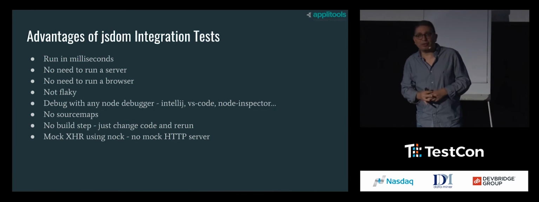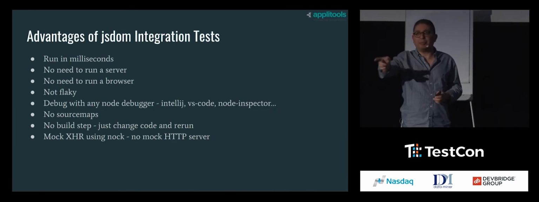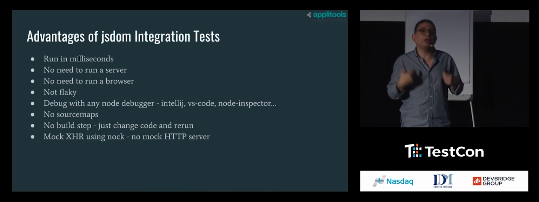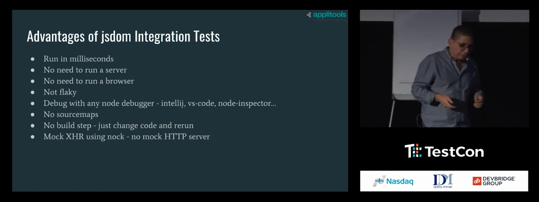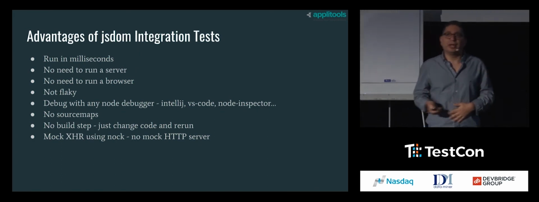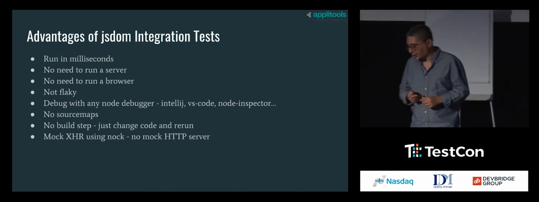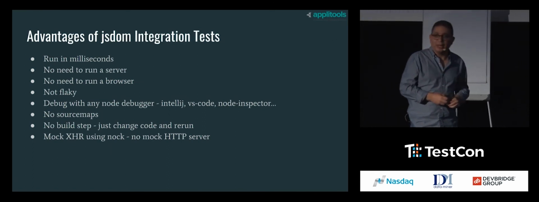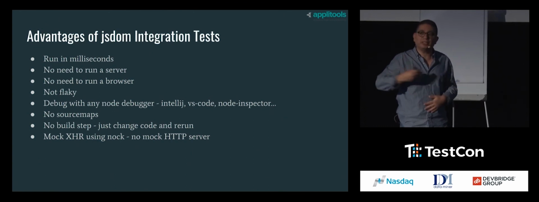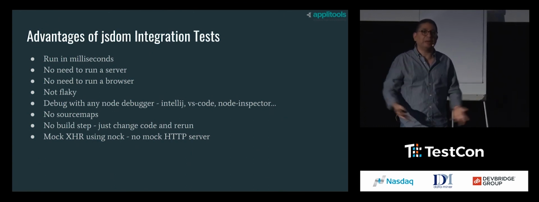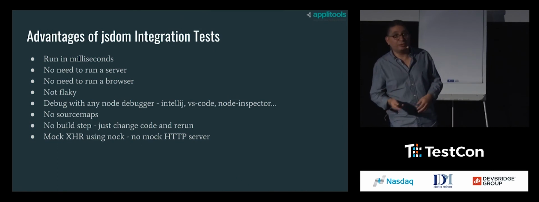And if you have XML HTTP requests, if you're doing API calls from the application, you can mock them. There are really wonderful mocking libraries for HTTP requests in Node. I use Nock. It's a mocking library for HTTP, and it just works. So you can mock your HTTP requests and test the application using a mock server. Very easy to implement.